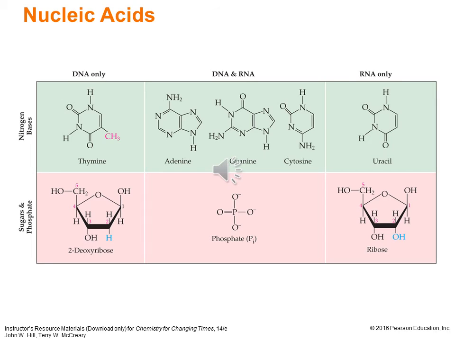For DNA, obviously the sugar component is 2-deoxyribose, and then in RNA it's just plain old ribose. The phosphate is present in both DNA and RNA, and for nitrogen bases you have adenine, guanine, and cytosine being present in both RNA and DNA, with again thymine and uracil distinguishing RNA and DNA, thymine for DNA, uracil for RNA, and then obviously the sugar, 2-deoxyribose for DNA and ribose for RNA.